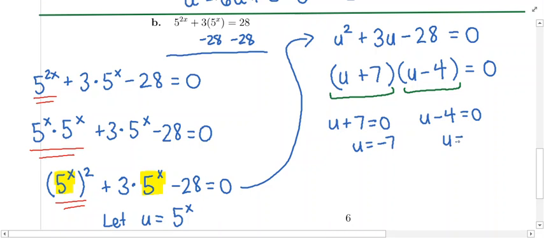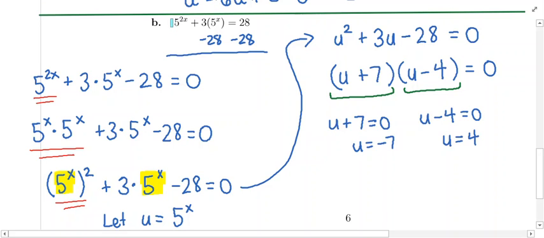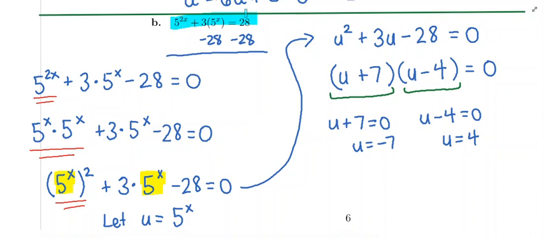That's going to tell us that u is equal to 4. Remember, do not stop here. Yes, we solved the equation for u. But at the end of the day, our goal is to solve the original equation: 5 to the 2x power plus 3 times 5 to the x is equal to 28. We need the value of x. That makes this a true statement, not the value of u. But this is the process we have to go through to get there.